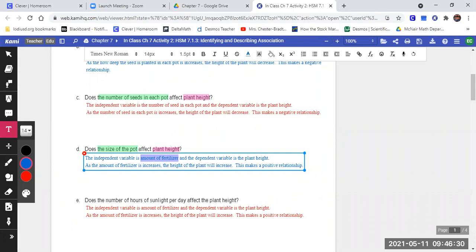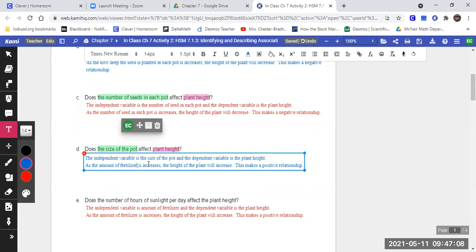What are we going to say is the independent one in D? Which do we have control over? That's independent. The size of the pot, exactly. Okay, so the size of the pot is independent. The height of the plant is dependent. Okay, copying the size of the pot because I don't want to retype it.